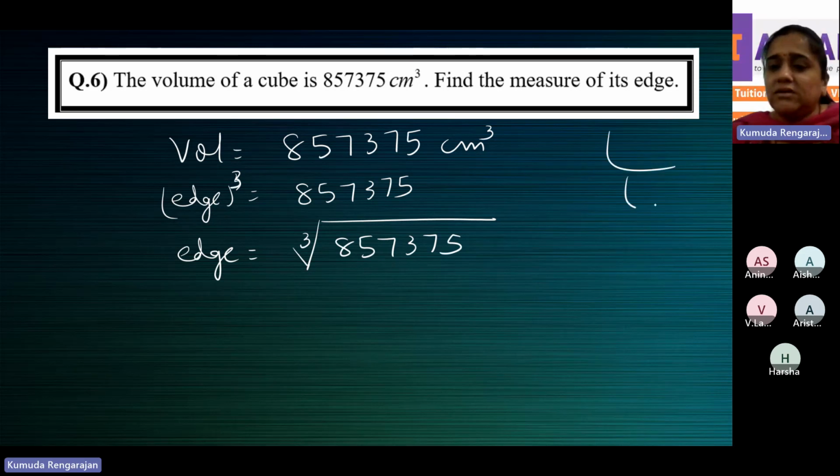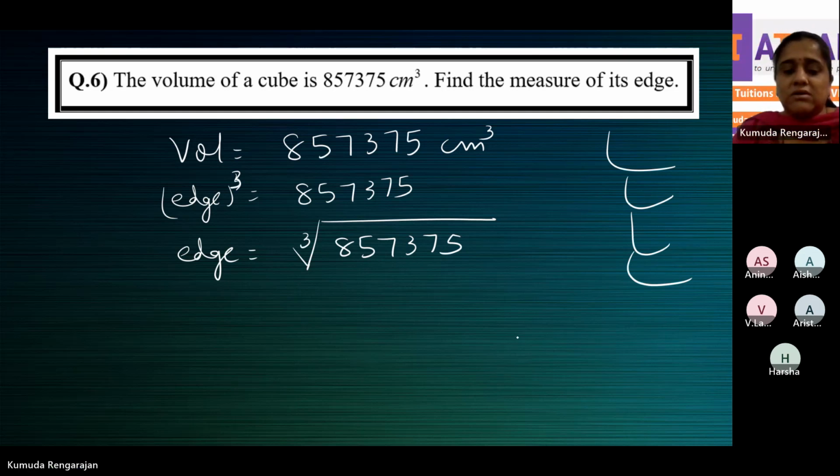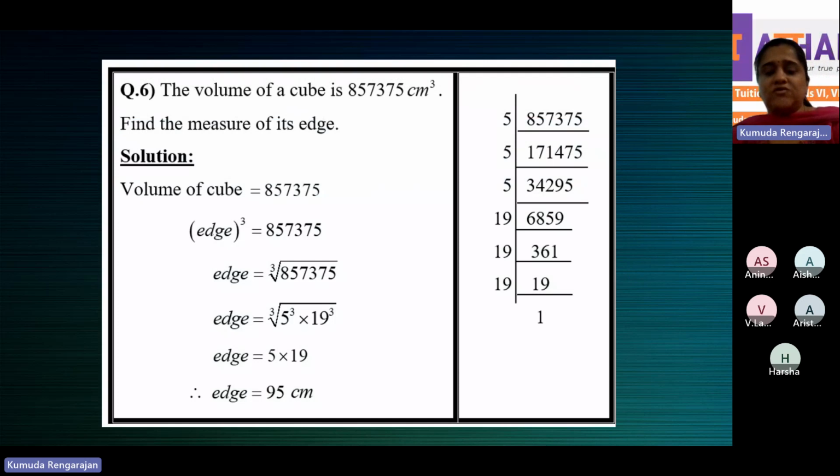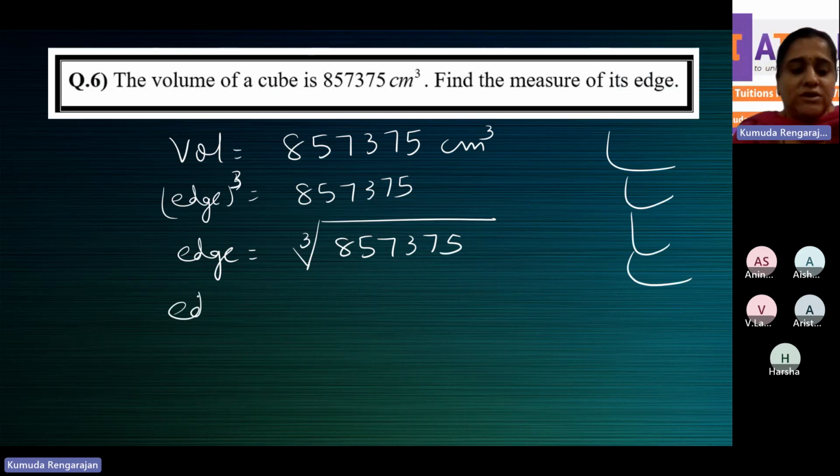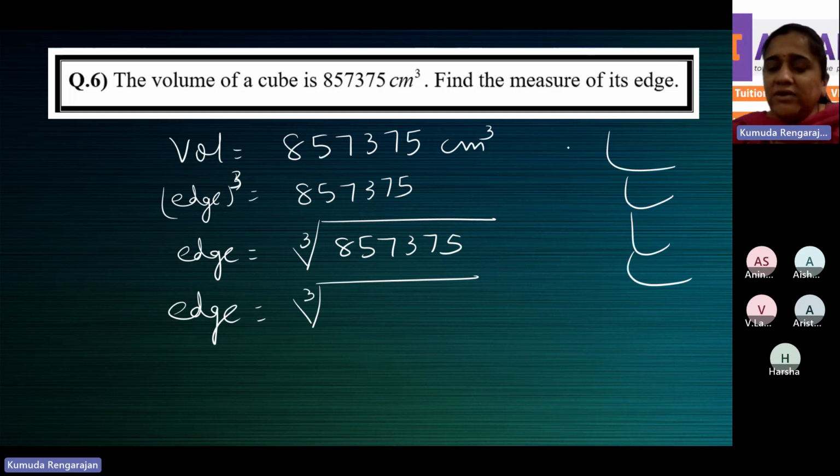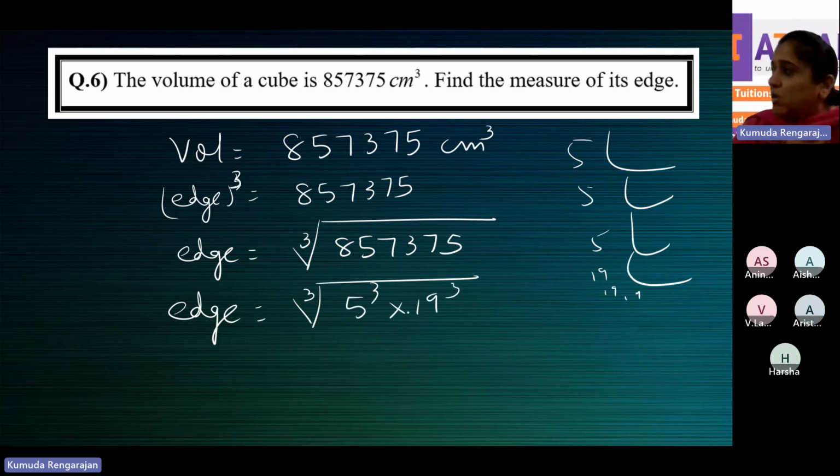Now perform this procedure to find the prime factors. Okay, I'll just have a look at that. So it's 5 cubed into 19 cubed. I can see it here. Okay, so edge is equal to, put the cube root symbol. And here we get 5, 5, 5, 19, 19, 19. So 5 cubed into 19 cubed. We are not out of the cube root.